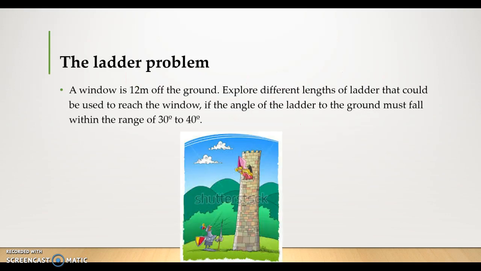So a window is 12 metres off the ground and we want to explore the different lengths the ladder could be to reach the window, if the angle of the ladder to the ground must fall between 30 and 40 degrees. Now obviously at 30 degrees our ladder's got to be a bit longer than it has to be at 40 degrees, but how much longer, and what happens between 30 and 40?